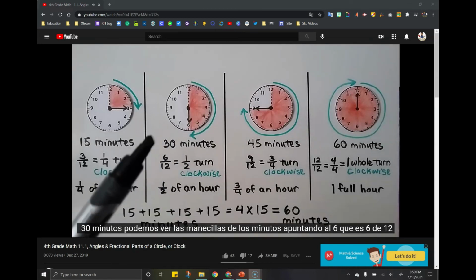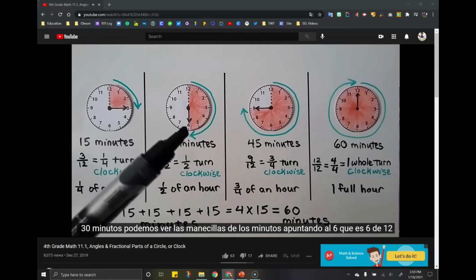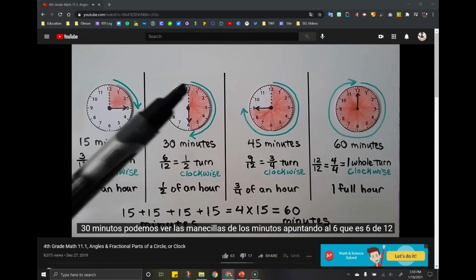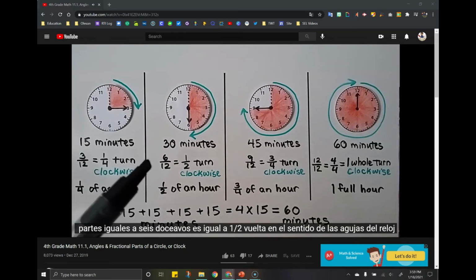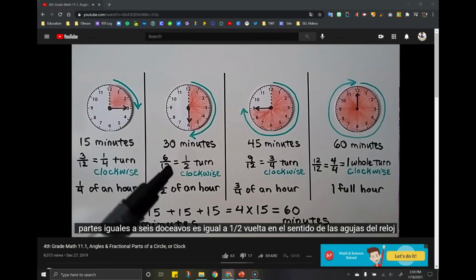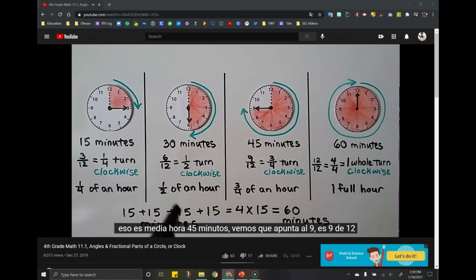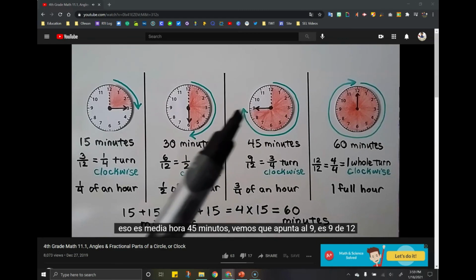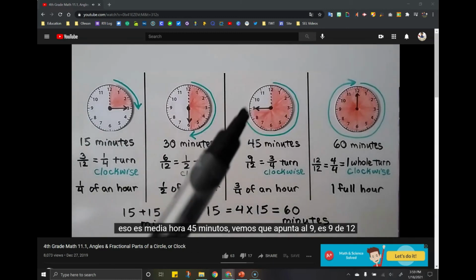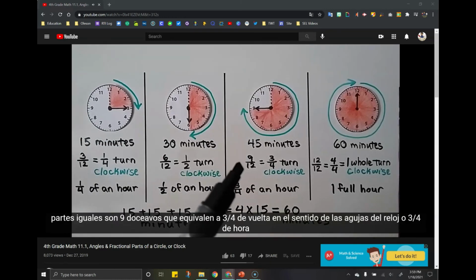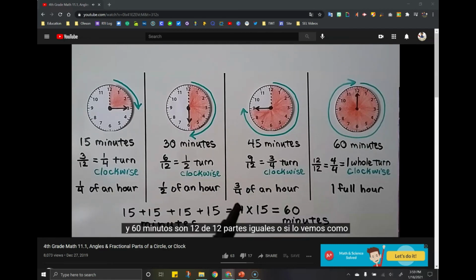30 minutes, we can see the minute hand pointing to the 6. That's 6 out of 12 equal parts. It's 6/12. It's equal to 1/2 turn clockwise. That's 1/2 of an hour. 45 minutes, we see it's pointing to the 9. It's 9 of 12 equal parts. It's 9/12. That's equal to 3/4 turn clockwise, or 3/4 of an hour.